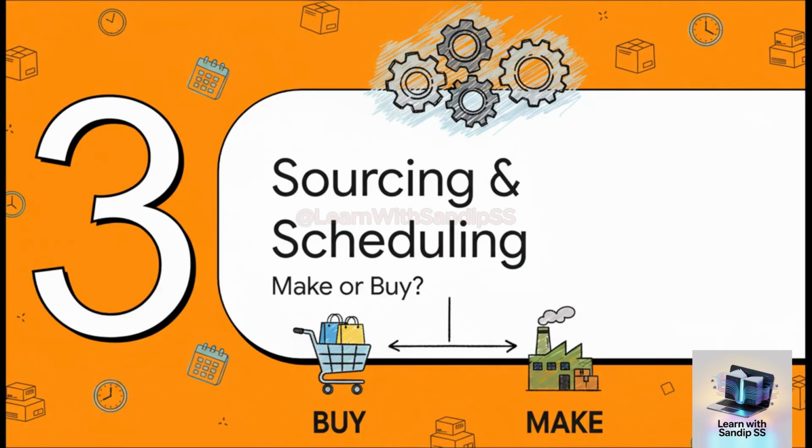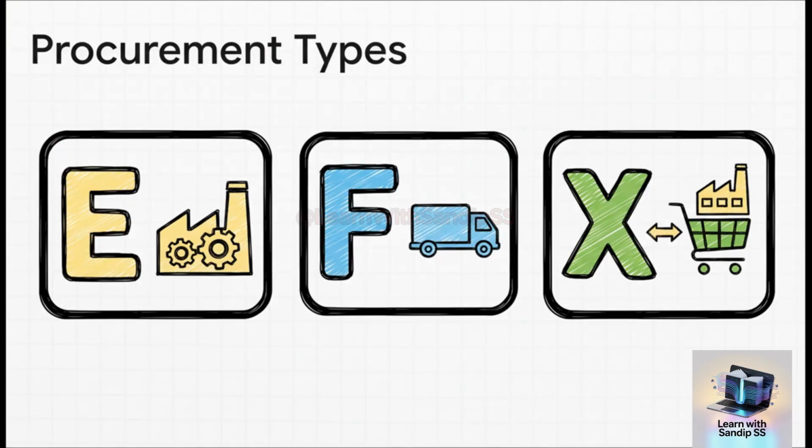Okay, so we know what we need, when we need it, and how much to order. The next logical question for the system to ask itself is, okay, where are we getting this from? Are we going to make it, or are we going to buy it? And this whole make or buy decision comes down to a simple setting called the procurement type in the materials master data. It's just a code. E means we make it in-house, F means we buy it from an external supplier, and X means, well, it's flexible, giving the planner the choice. This one little field dictates the entire next part of the process.